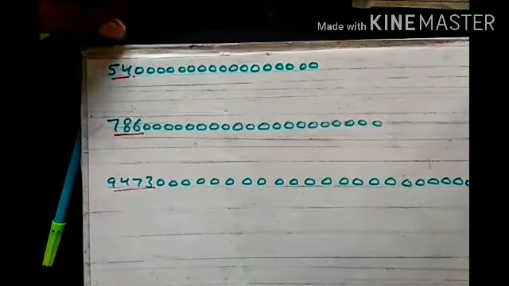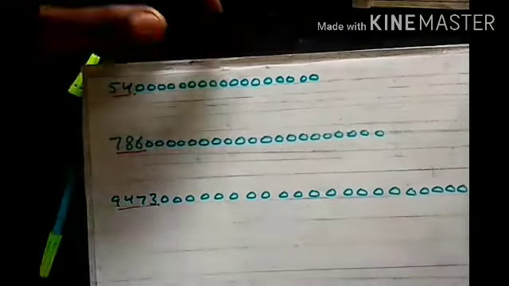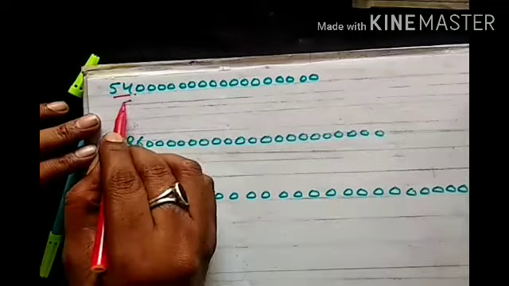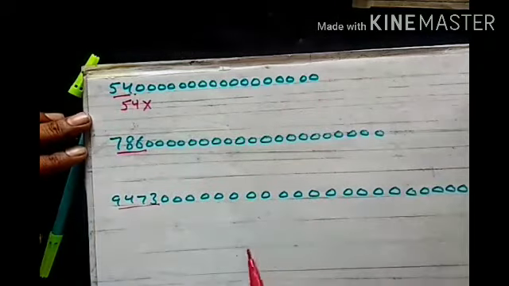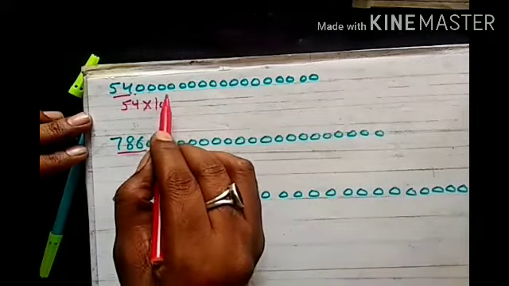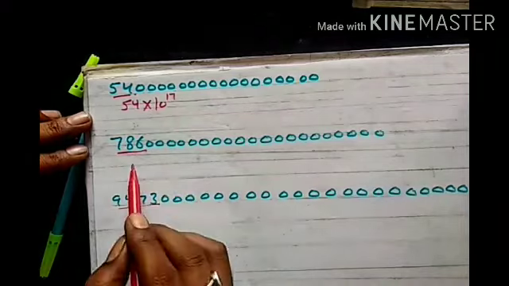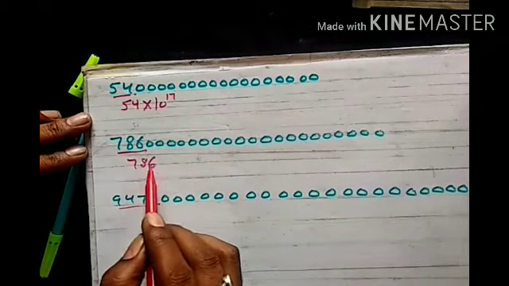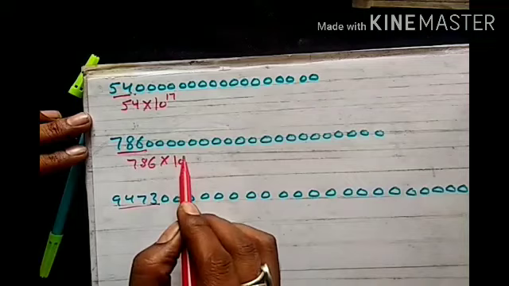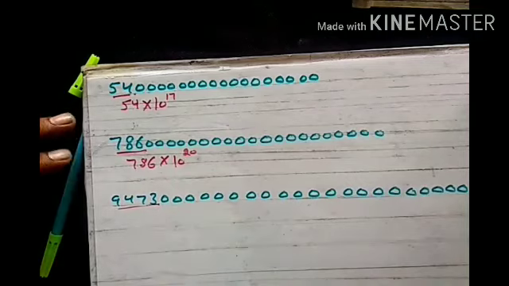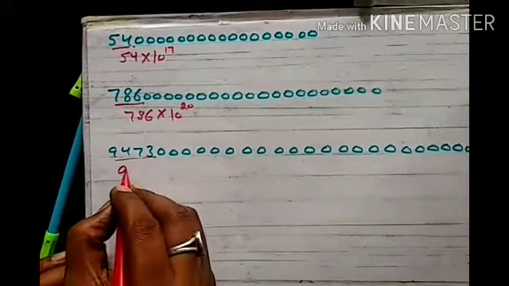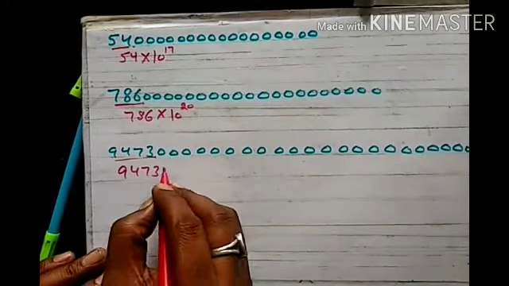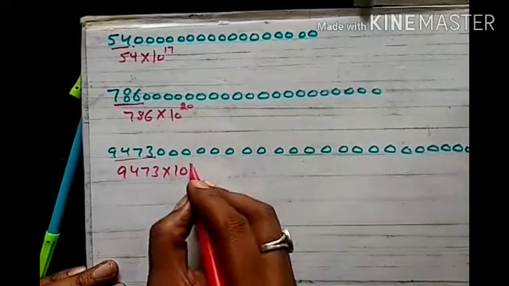Now how will you write this, as we have done on the earlier page? 54 multiplied by 10, how many zeros are there? If you count, these are 17 zeros. Therefore I will write like this, and 786 multiplied by 10, how many zeros are there? I have counted, there are 20 zeros. You will see carefully, and here you will write 9473 multiplied by 10 to the power 24.